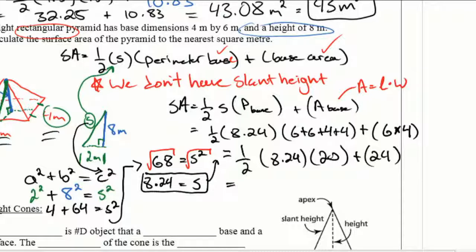Continuing with BEDMAS, I can do my multiplication, then I can do that addition at the end. So I'm going to have that 8.24 times 1/2, or times 0.5, multiplied by 20. I'm going to get 82.4. And then I'm going to add to that 24. 106.4.